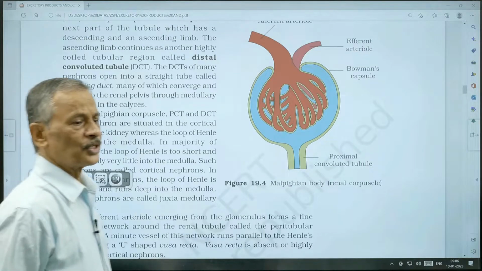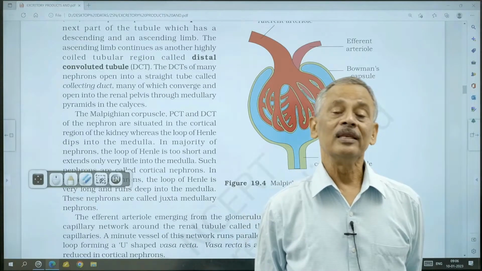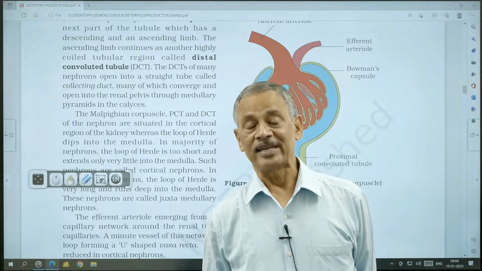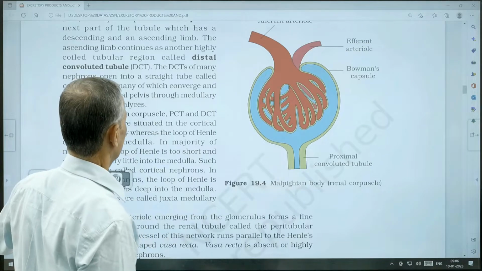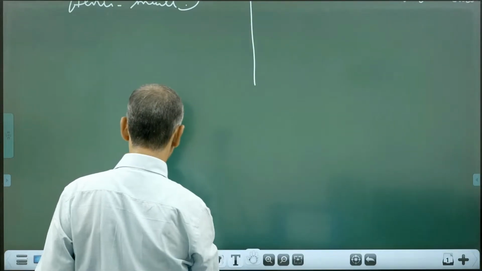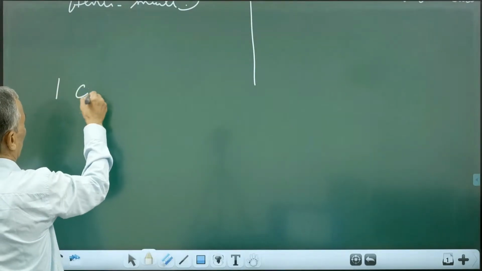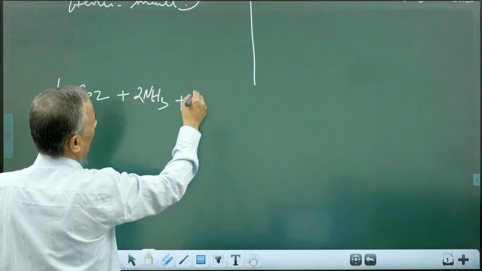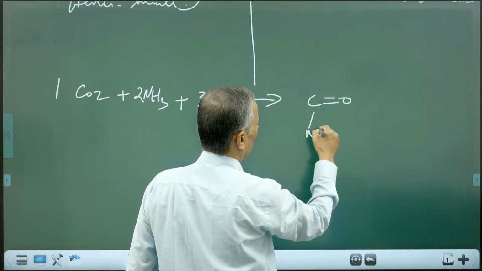Now, kidney is not producing urea. Urea is produced in liver in a chemical reaction called Krebs-Hansley cycle. Liver is converting one molecule of carbon dioxide, two molecules of ammonia, and three molecules of ATP into a molecule of urea.